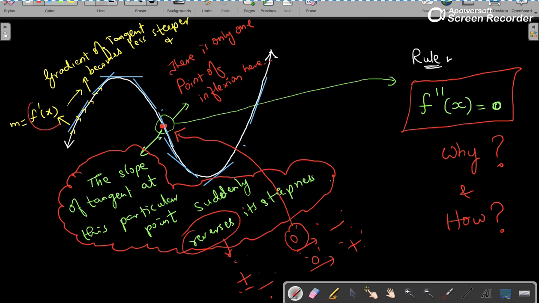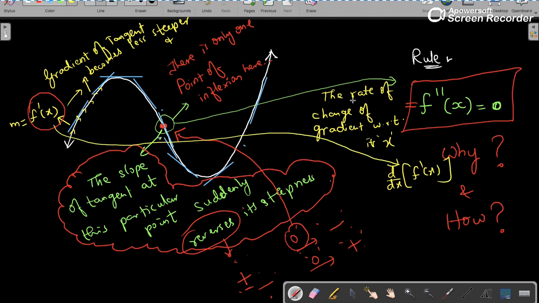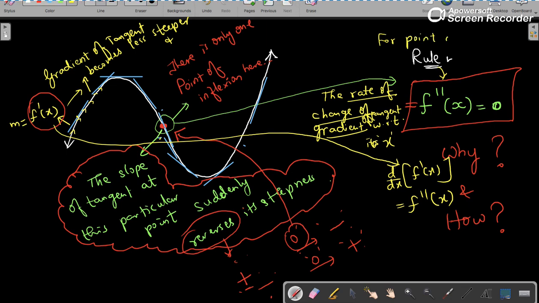We know that the gradient of tangent is f dash x, and the rate of change of gradient with respect to x is nothing but d by dx of f dash x, because we know that the gradient of the tangent is f dash x. So the rate of change of gradient of tangent with respect to x is d by dx of f dash x, which is nothing but f double dash x. So for point of inflection, the rule is f double dash x equal to 0.